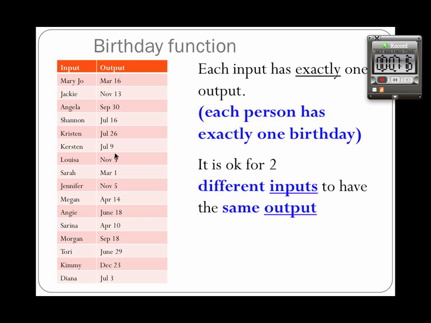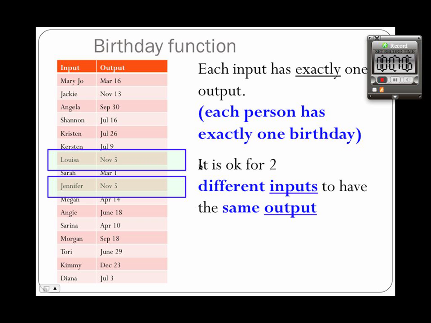We actually have a great example in our class. We have Louisa, who's born on November 5th. So the input is Louisa, the output is November 5th. And then we also have Jennifer, who's born on November 5th as well. The input is Jennifer, the output is November 5th. So it's okay for two different inputs to have the same output. That's like two different people having the same birthday. But it's not okay for the same input to have two different outputs. That's like saying one person has two different birthdays.